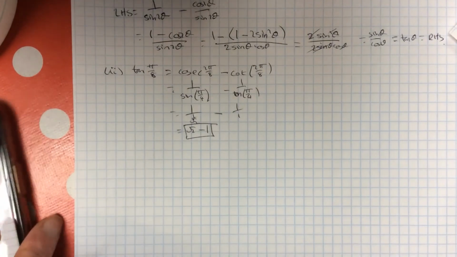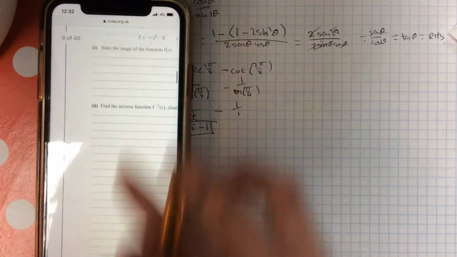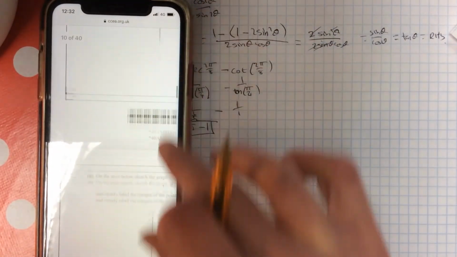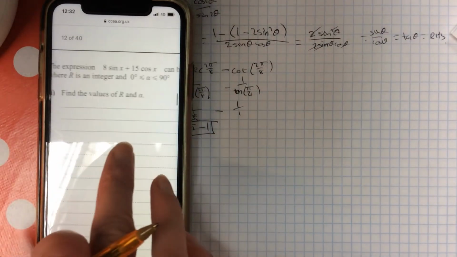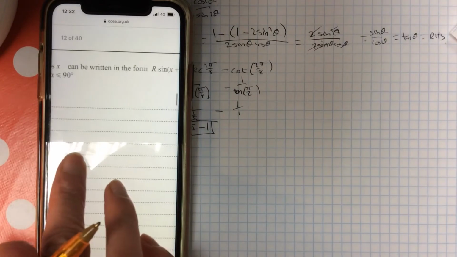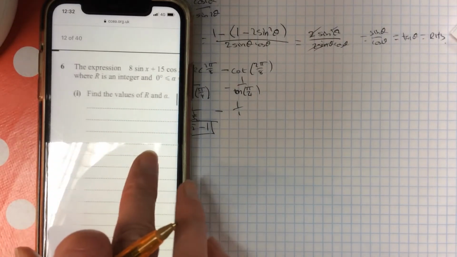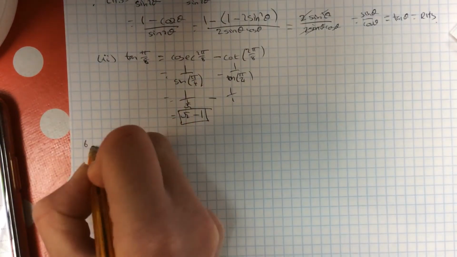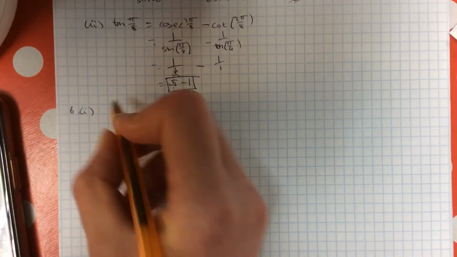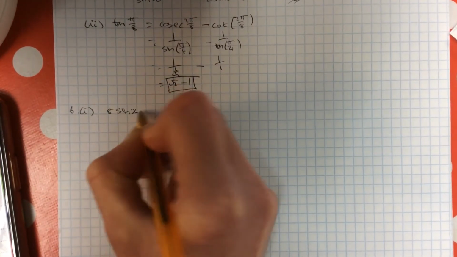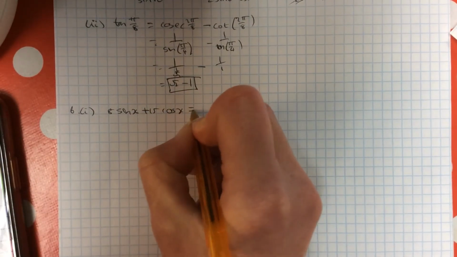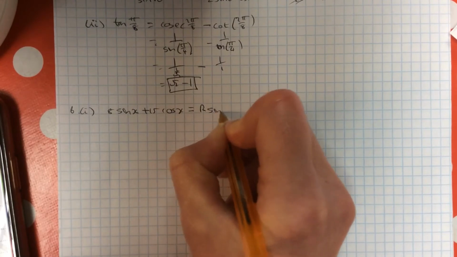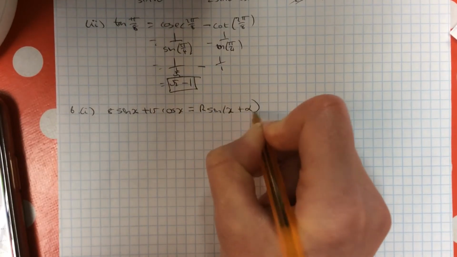Now I've also got to do question 6 from this paper. We scroll down to it. Question 6. This expression can be written in the form of r sine. So we'll work that out first of all. Question 6, part 1. We were given 8 sine x plus 15 cos x, and that is to be written in the form of r sine x plus alpha.